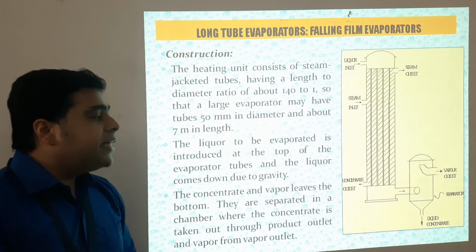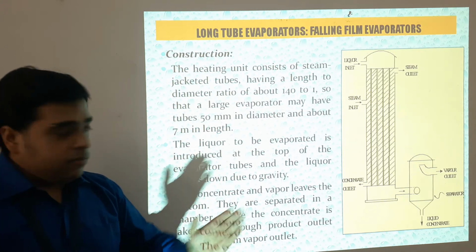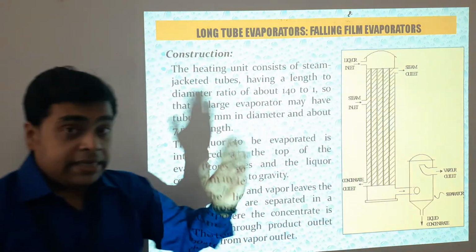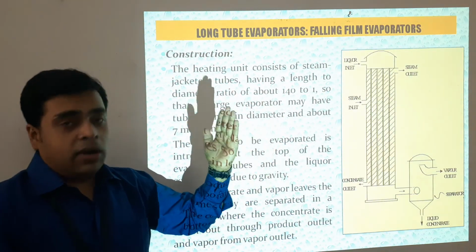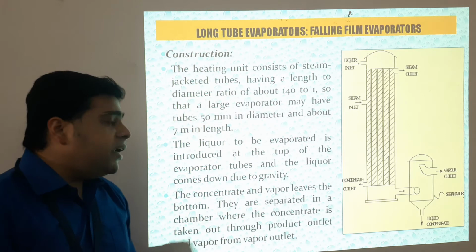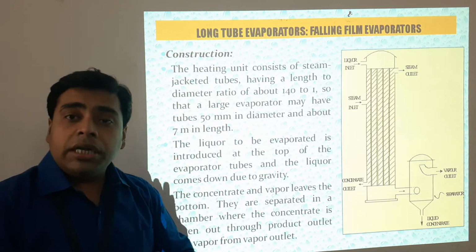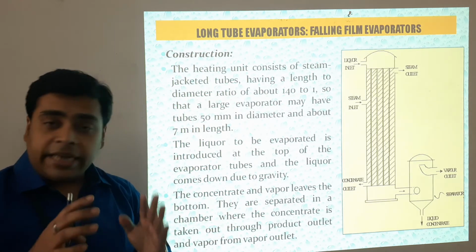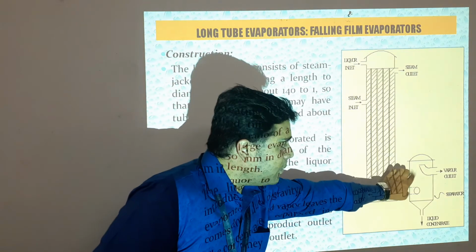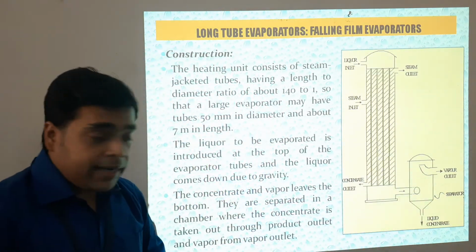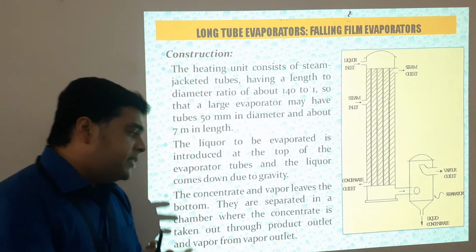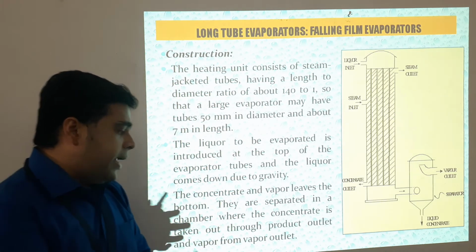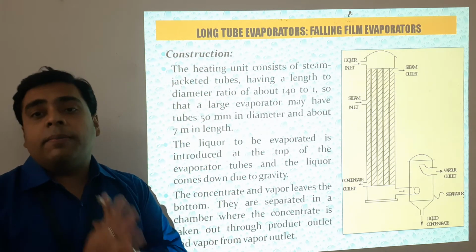The concentrate and the vapor leave the bottom, because it is quite easy. This is quite an easier version of a long tube evaporator. So the concentrate and the vapor leave the bottom. They are separated in a chamber. This is the separating chamber. We have to connect it, where the concentrate is taken out through the product outlet, and the vapor through the vapor outlet.